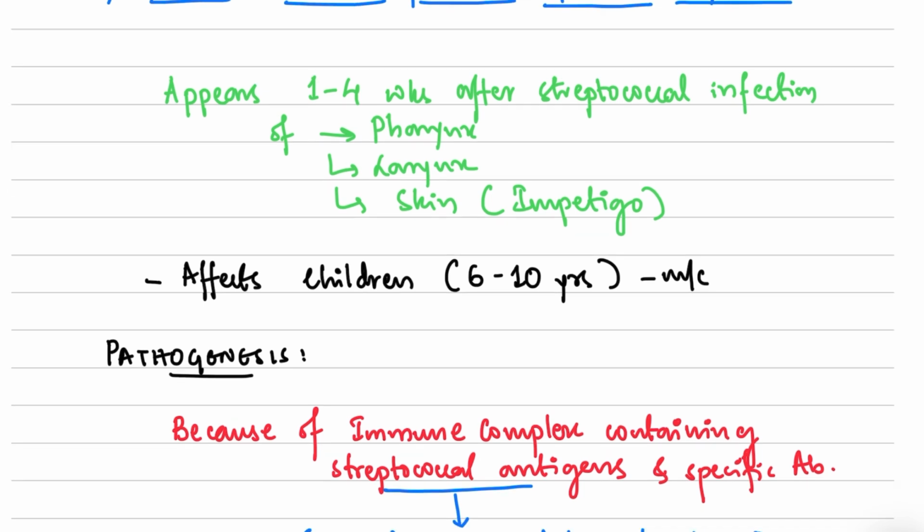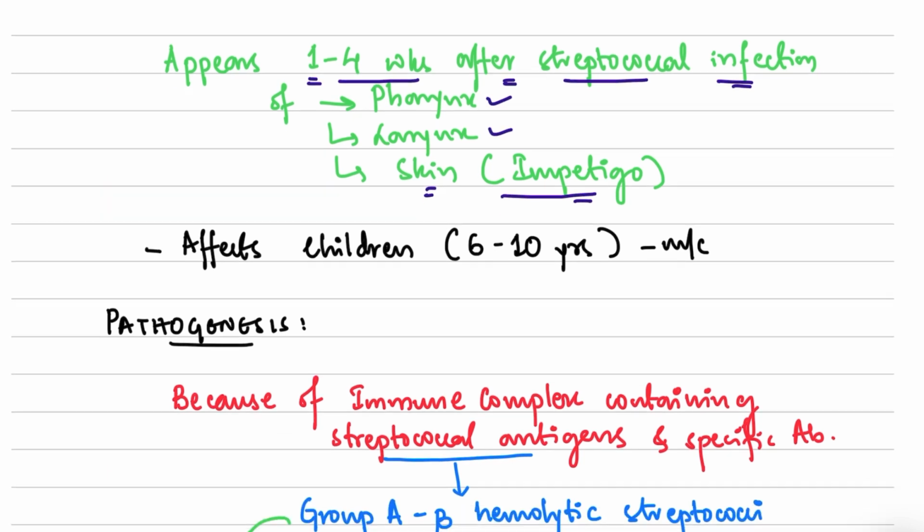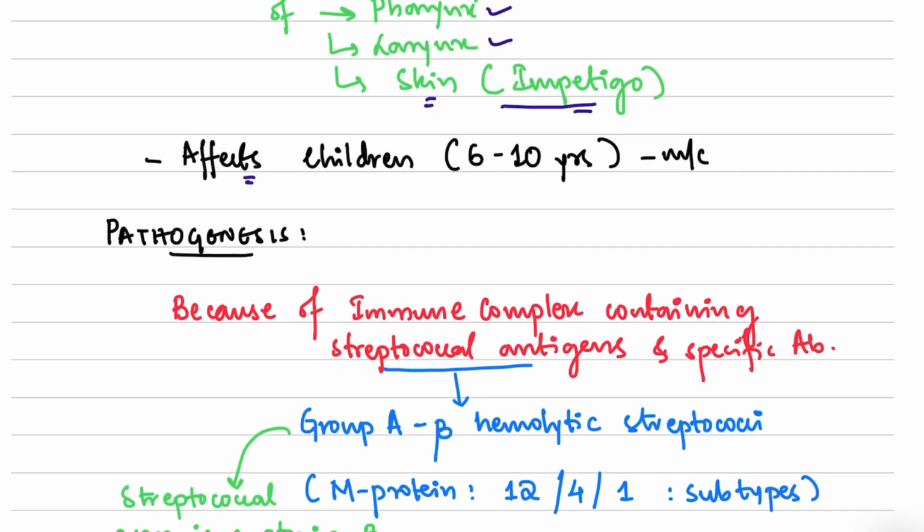This appears 1 to 4 weeks after the streptococcal infection. Whenever there is streptococcal infection of the pharynx, larynx or respiratory tract, the child usually recovers within 1 or 2 weeks, and after some 2 to 4 weeks the post streptococcal glomerulonephritis appears. It can also follow infection of the skin, which we call impetigo, due to streptococcal infection. It usually affects children in the age range of 6 to 10 years, and they are the most commonly affected.